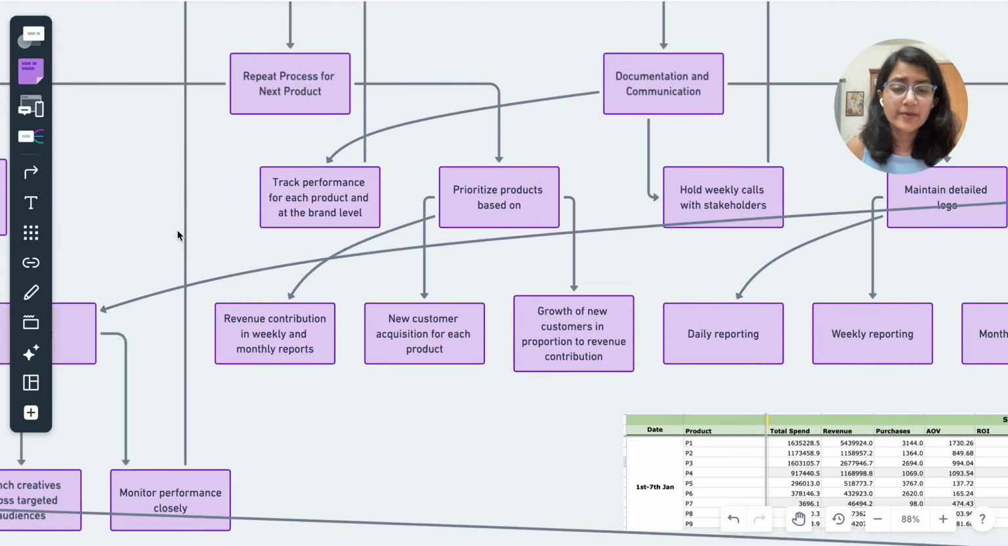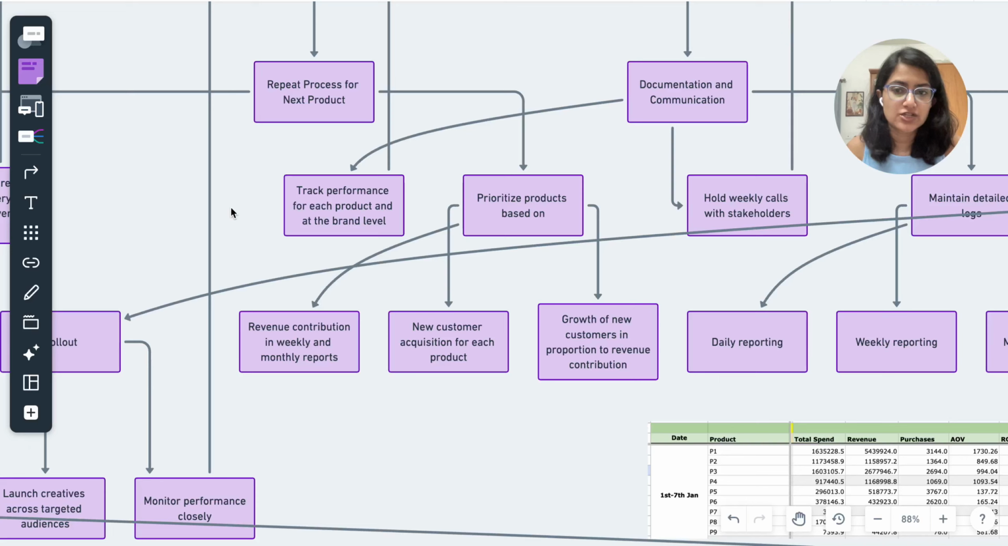For documentation and communication, we'll be tracking the performance of each product as well as at brand level. Now I'll be focusing on the products based on the new customer acquisitions for each product. I'll check whether my revenue contribution for my winning product is in proportion to the new customers. If there's suddenly a drop in the new customers for my winning product, I need to look into the ad account and understand why there has been a drop. With this kind of report, it's very easy to track the spends. Is there some other product that is spending more than my winning product? You can track that very easily.